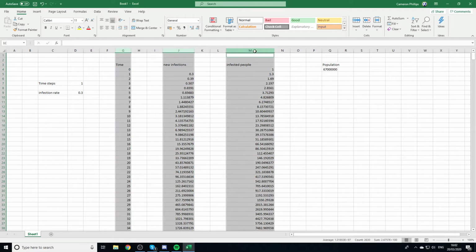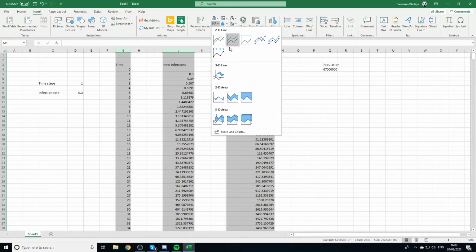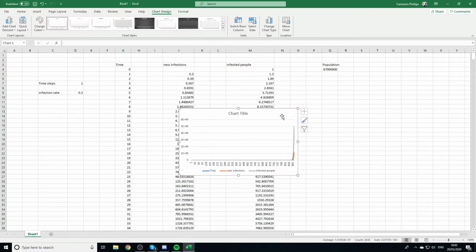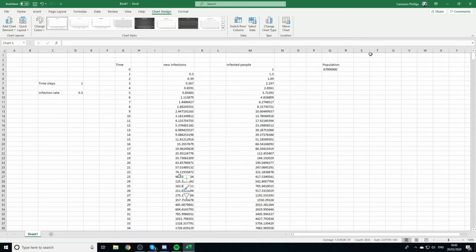In fact, if we just plot a graph of this, there's our graph here. It all happens very quickly. Well, it goes massive, absolutely enormous. It's exponential growth. It's really quick.